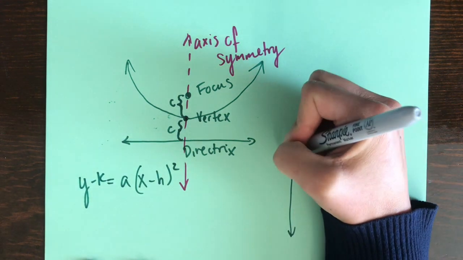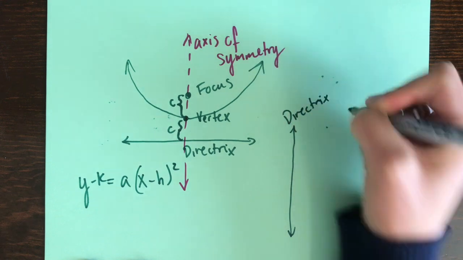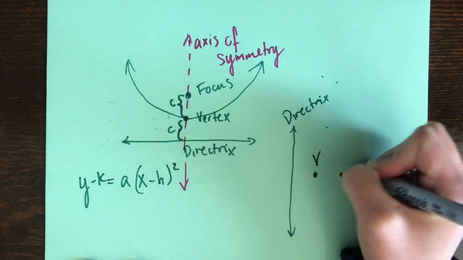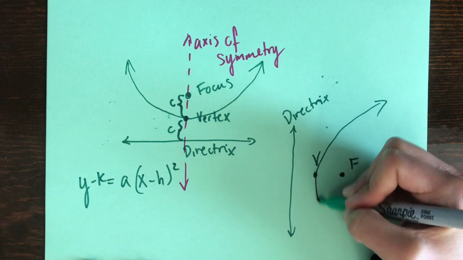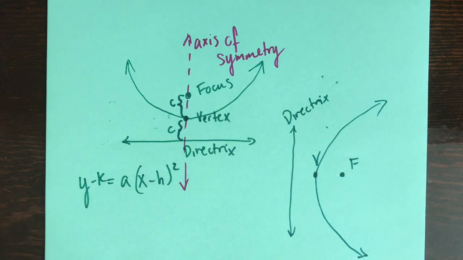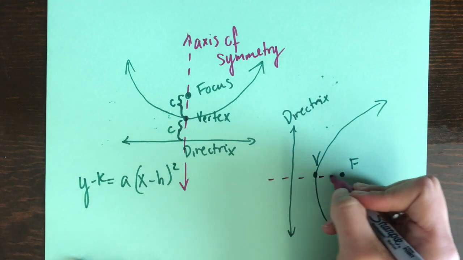So this is a parabola in the form y minus k is equal to a times (x minus h) squared. You have seen this before, and it also might be upside down, right? But always remember that the parabola scoops up the focus.